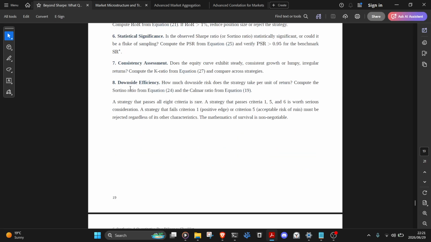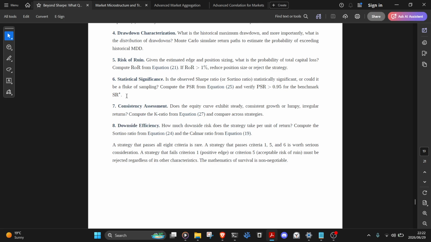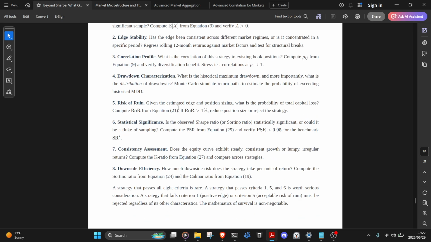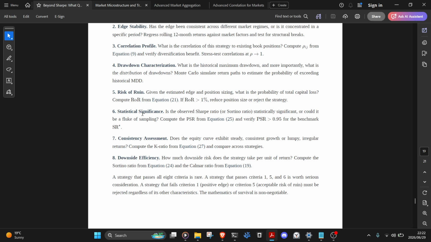Now, a strategy that passes all 8 criteria is rare. A strategy that passes criteria 1, 5, and 6 is worth serious consideration. So, a strategy that essentially has a positive edge, right? And the risk of ruin is not crazy, right? It's something reasonable, a risk of ruin that you can take on. And number 6, it has statistical significance, right? If your strategy satisfies number 1, 5, and 6, it's worth your time.